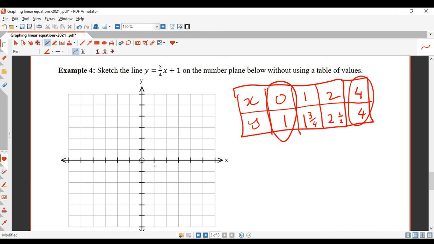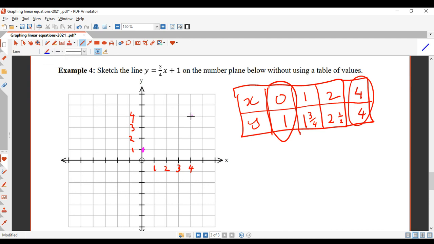Okay, so if I put the numbers on the axis here, 1, 2, 3, 4, and then 1, 2, 3, 4. Let's plot those points there. So 0, 1 is here, and then 4, 4 is here. Okay, so that's going to give you an easy line to draw now. So let's just draw that through.